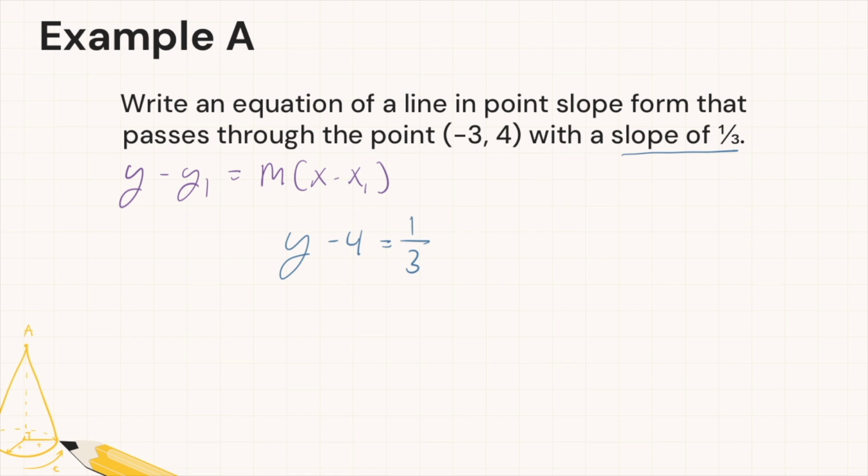Then we're going to put parentheses. We're going to have x minus x1. Now this is key because the x is a -3 in this case. So when we have minus a minus, that's going to become plus, and we're going to have positive 3 inside the parentheses. Now we can see that we've written our equation in point slope form, and we're all done. Let's go on to example B.